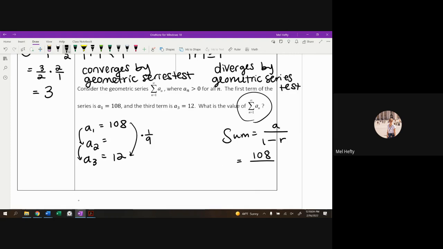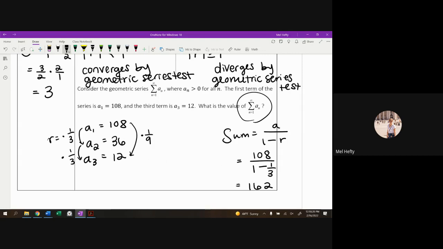Yeah, you multiply by a 9th or divide by 9. So to get there in 2 steps, you could multiply by a third each time. Or you could just guess and check, whatever you want. What was that a sub 2, just to check? 36. All right, so we're doing 1 minus a third, our common ratio. If I multiply that all out, 162 is our sum.